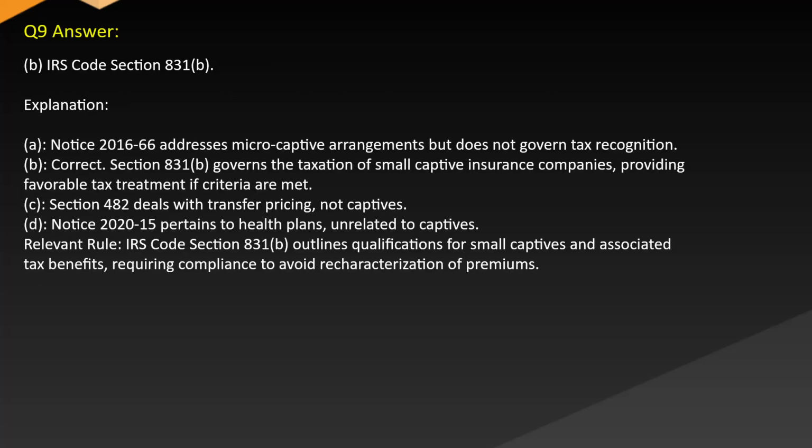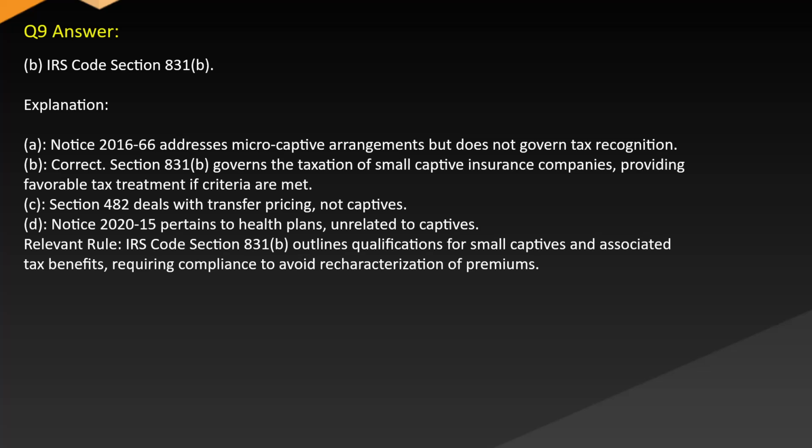Explanation A. Notice 2016-66 addresses micro-captive arrangements but does not govern tax recognition. B. Correct. Section 831(b) governs the taxation of small captive insurance companies, providing favorable tax treatment if criteria are met. C. Section 482 deals with transfer pricing, not captives. D. Notice 2020-15 pertains to health plans unrelated to captives.